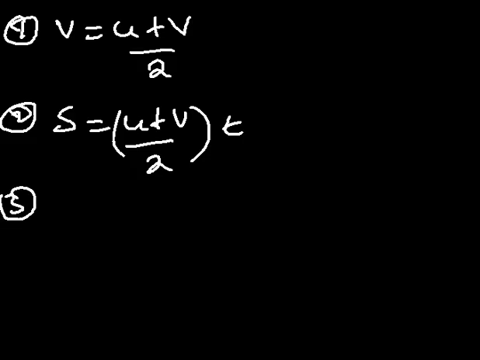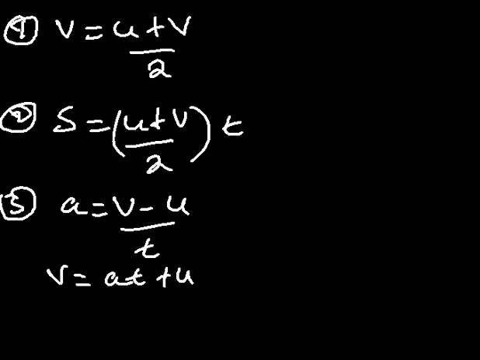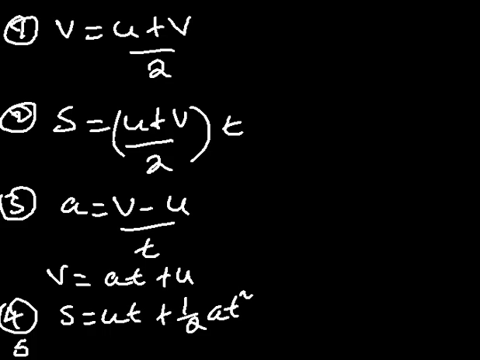And we have another formula for the acceleration, which is acceleration is equal to v minus u, should be divided by t. And if we make v the subject, we'll have the final velocity given as at plus u. And we have the fourth equation, which is the displacement is equal to ut plus half at square. And the fifth equation is given as v square is equal to u square plus 2as.